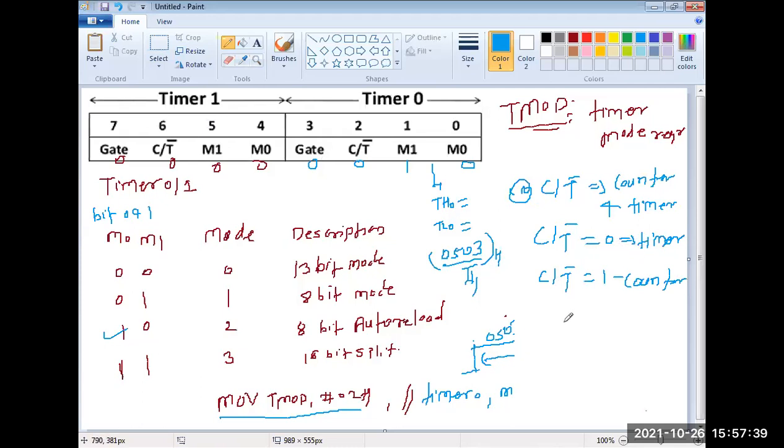And the last, pin number 3, is the GATE pin for both timers. So this GATE pin is used to handle the interrupts, that is INT0 and INT1 external interrupts. If this GATE is equal to 1, then this timer will be controlled by the interrupt: INT0 for timer 0 and INT1 for timer 1. Okay, and if this is 0, it is going to disable that operation.